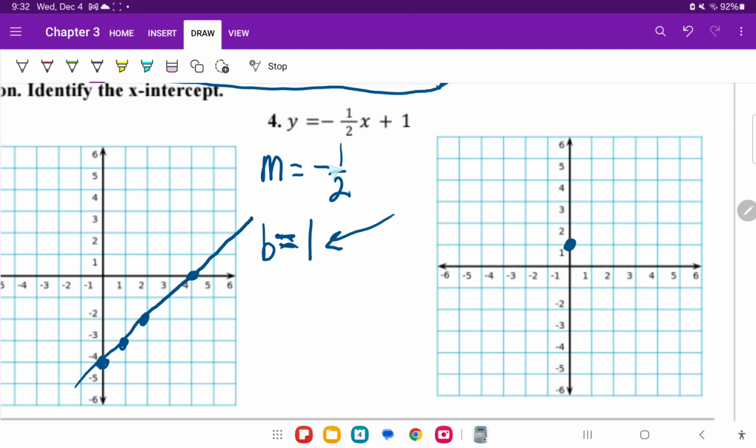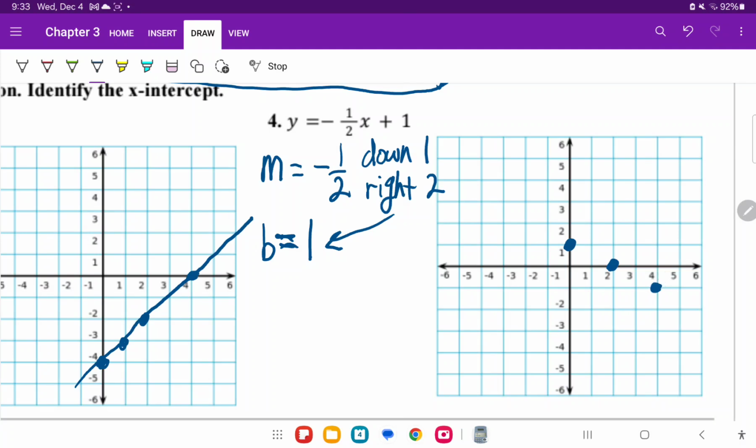Now, for the slope, this negative we're going to put with the top. Think of this as a -1. So that means we're going to go down 1, and then the bottom is a +2, so we're going to go right 2. So always put the negative with the top. All right, so we'll start at our intercept, and we go down 1 and right 2.